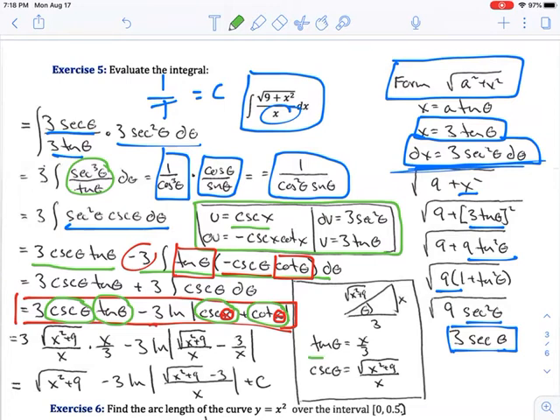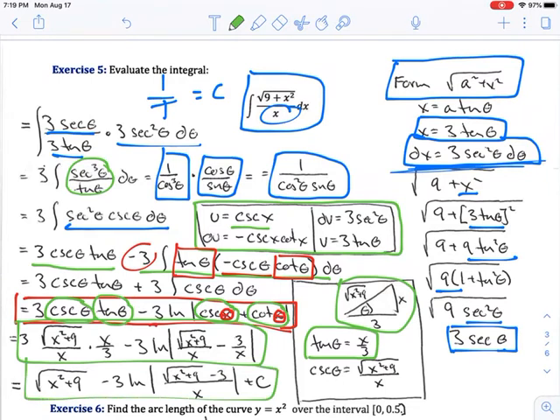So I start with my basic identity. Tangent of theta is x over 3. I figure out what my right triangle is, and then I can figure out all of those trigonometric identities. Cosecant, once again, is 1 over sine. Sine is the opposite over hypotenuse, so cosecant is hypotenuse over opposite. Tangent is opposite over adjacent. Cotangent is adjacent over opposite. And so you end up with substituting these back in and then simplifying it to get this. All right. A lot going on there.